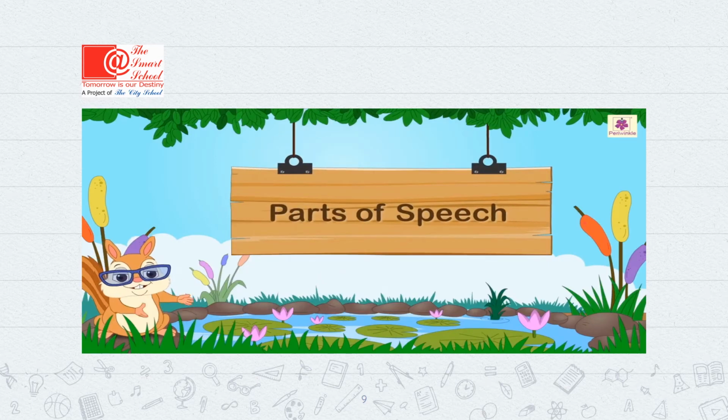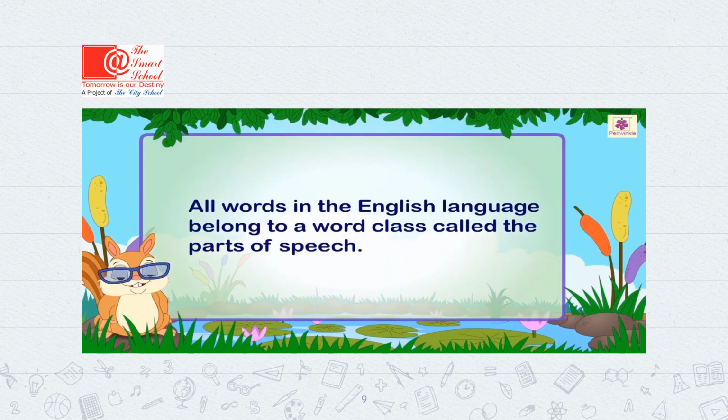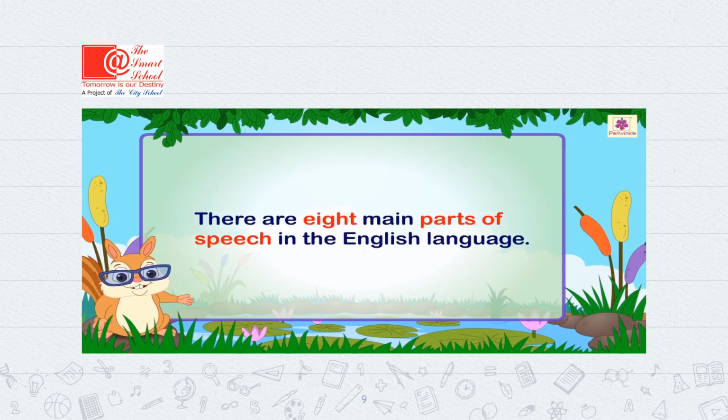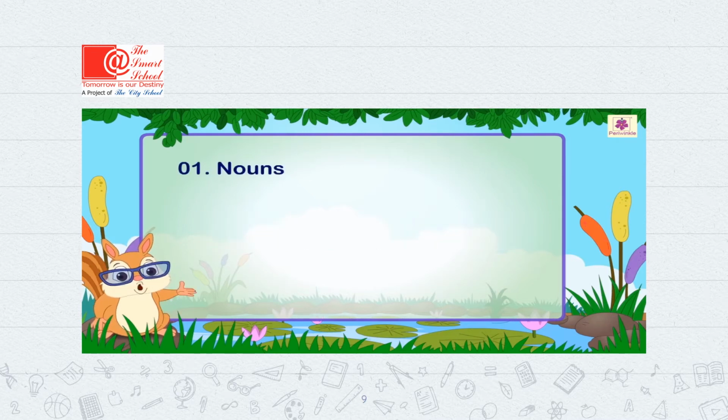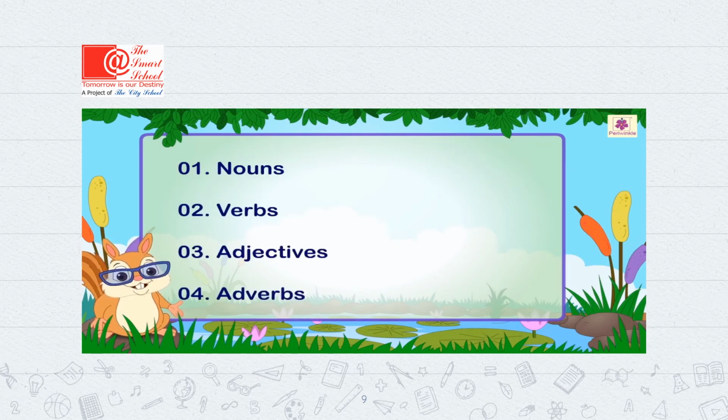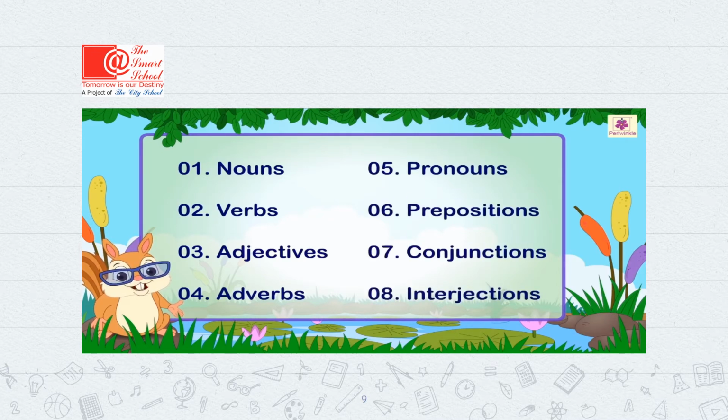Parts of speech. All words in the English language belong to a word class called the parts of speech. There are 8 main parts of speech in the English language. They are nouns, verbs, adjectives, adverbs, pronouns, prepositions, conjunctions, and interjections.